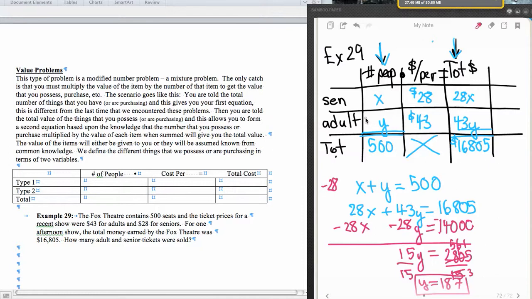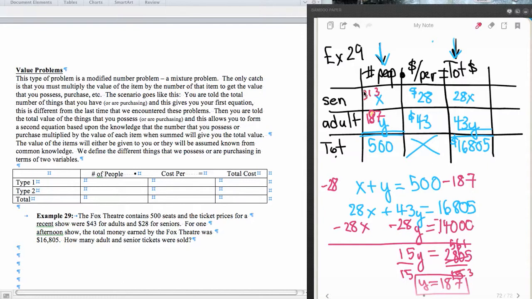So now we know that this is 187 people for the adults, or 187 adult tickets, and then we can do 500 minus that in order to give us the number of seniors. So 500 minus 187, and so we have 10 minus 7, which is 3, and 49 minus 18, we have 1, and that should be 313.